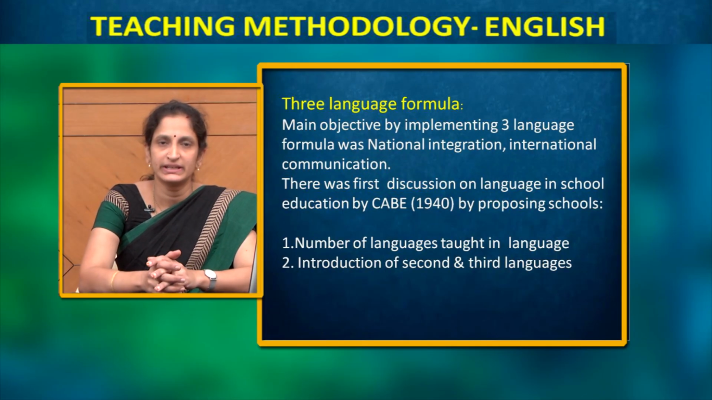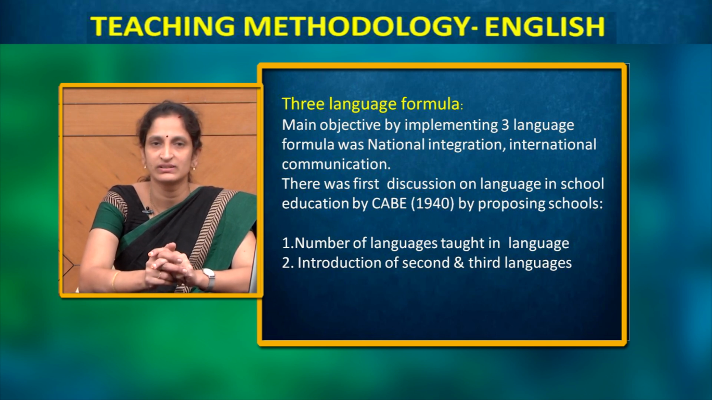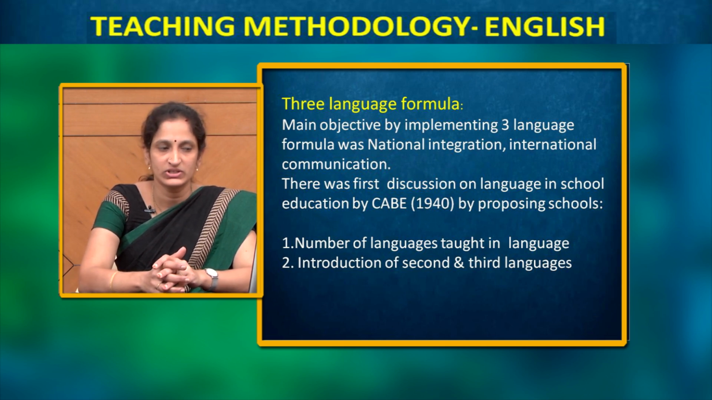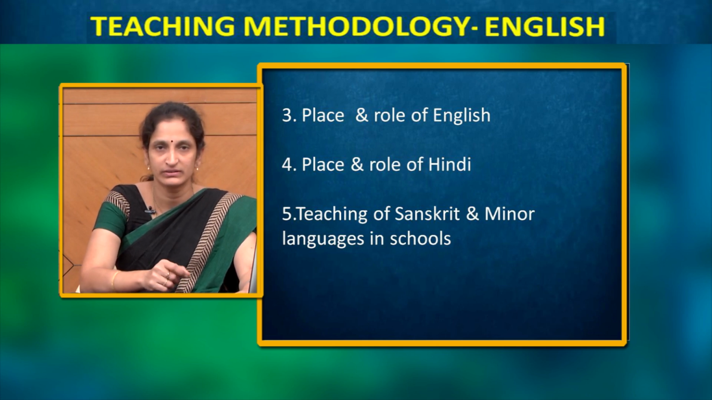So, based on that they introduced the 3-language formula. In this 3-language formula, the main objective of implementing it was, especially the first one, national integration and international communication. There was a first discussion on language in school education by CABE, the Central Advisory Board of Education, in 1940, by proposing the number of languages taught in schools, introduction of second and third language, place and role of English, place and role of Hindi, and teaching of Sanskrit and minor languages in schools.